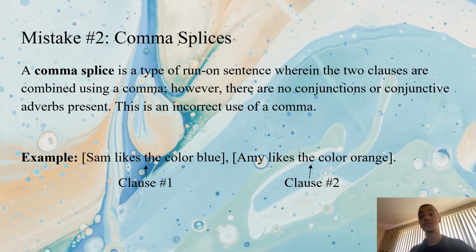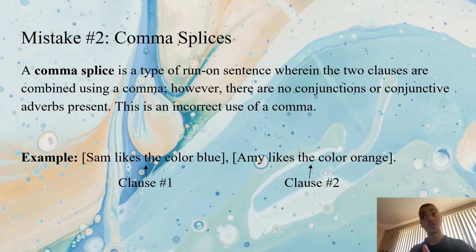However, in this case, like this example here, Sam likes the color blue, comma, Amy likes the color orange. Two separate clauses. There is no conjunction here to combine these. So having just the comma there is incorrect. That's a comma splice.